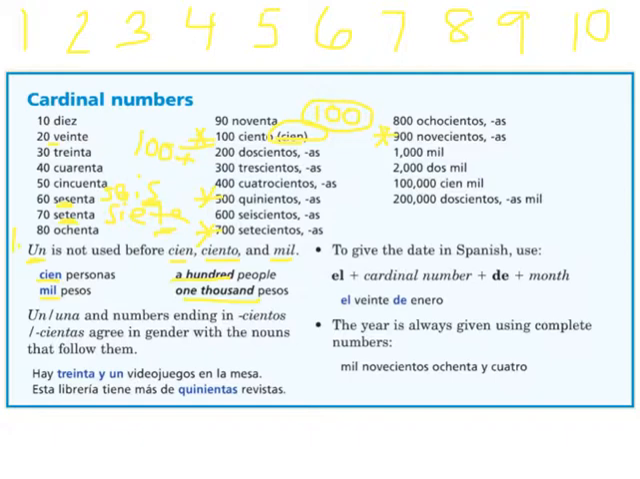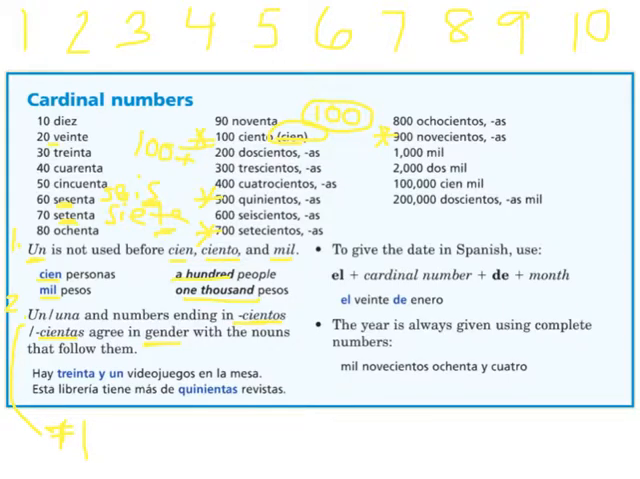That's rule number one. Rule number two, un or una. So when you're talking about one, and numbers ending in cientos or cientas agree in gender with the nouns that follow them. So really it's gender and number, but anything with cientos is going to be plural because it'll be hundreds of something. But just a reminder that those need to agree.